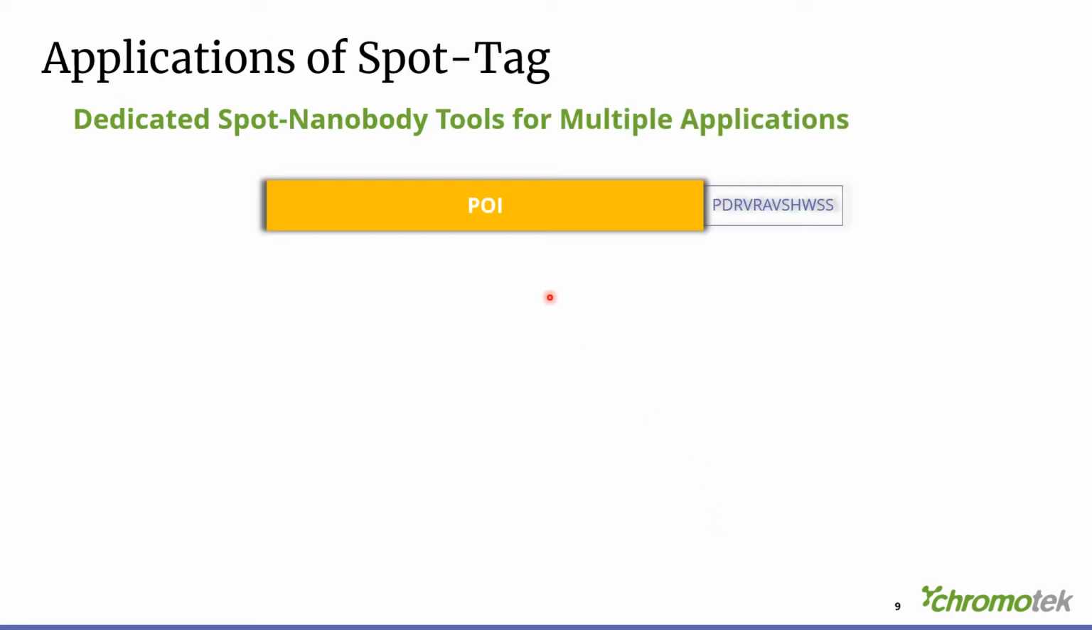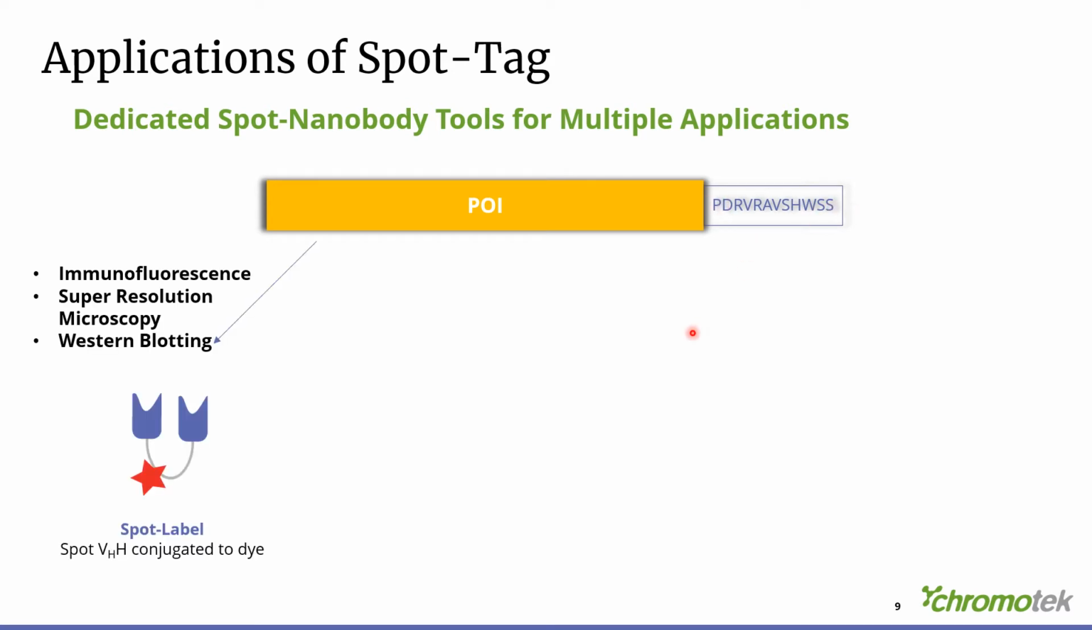Now I would like to move into applications of Spot-Tag. I have to first introduce dedicated Spot-Nanobody tools for those applications. Here in yellow I have my protein of interest, which has been tagged with the Spot-Tag, the 12 amino acid sequence that you can see here.